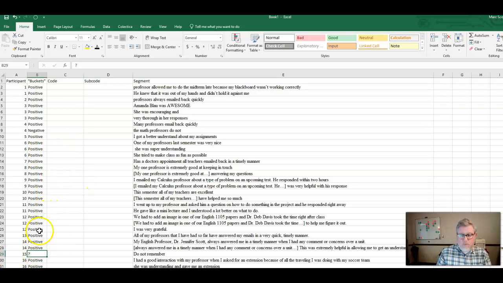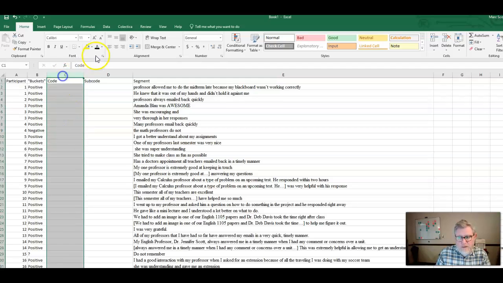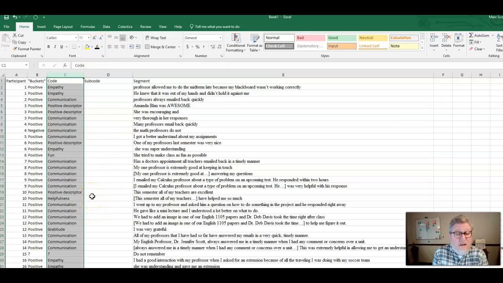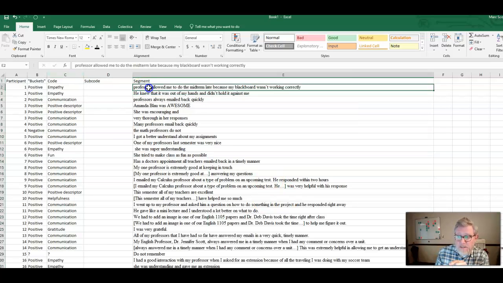So overwhelmingly positive. What do the codes look like then? This is my understanding of what the codes would be, and I'm thinking about what the survey question is asking here: describe a positive interaction. So first one, professor allowed me to do the midterm late because my Blackboard wasn't working correctly. For me, empathy was the word that stood out. You might have something slightly different, but it should be a word that connotes that a faculty member made an allowance because of something a student was going through. The word I put to that is empathy.